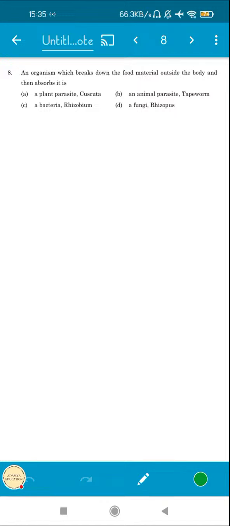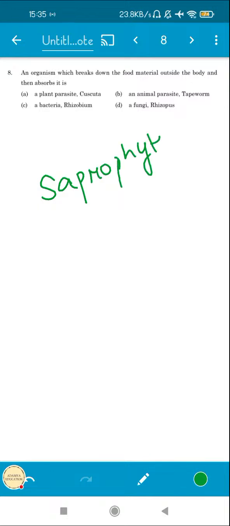Moving on to the next question, question number 8. An organism which breaks down the food materials outside the body and then absorbs it is called. So this is a property of a saprophyte. So what is a saprophyte? A saprophyte is an organism which will break down, or decompose, the food into smaller particles outside its own body, and then it will absorb it. It will not digest it as such, it will just absorb it. So saprophytes have examples like yeast, mushroom, bread mold, etc. So our answer will be option number D, fungus.